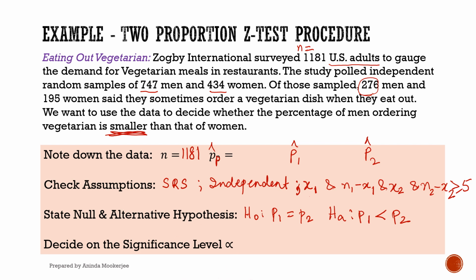Decide on the significance level. Alpha is 5%. Does it say here? No, it doesn't say here, but we are going to use 0.05, or the 5% significance level. It'll probably be stated somewhere later, perhaps in the next slide or the one after that. But these are some of the basic things that we start with to formulate our problem.